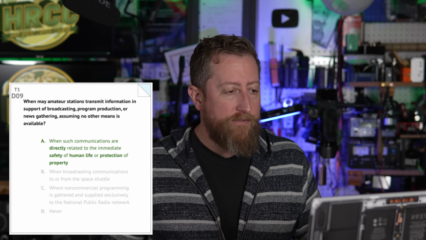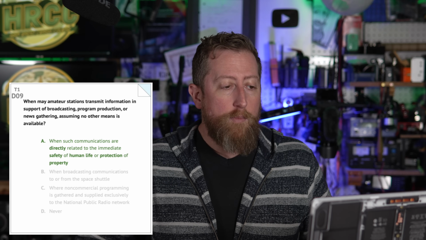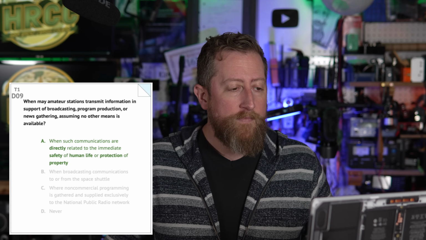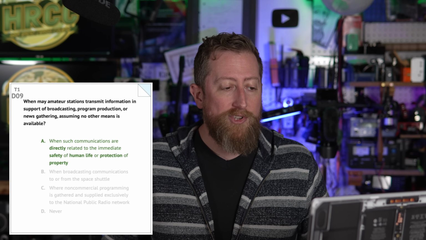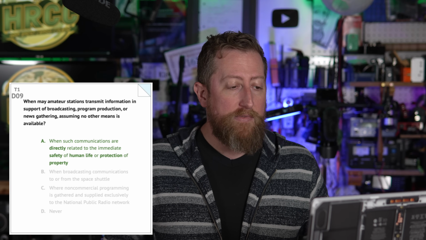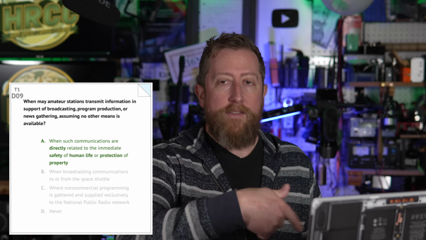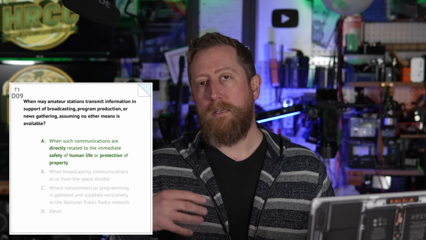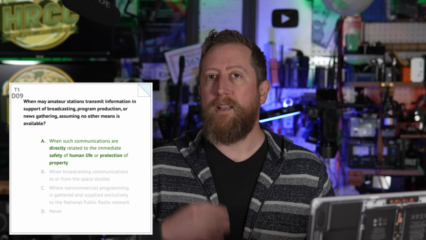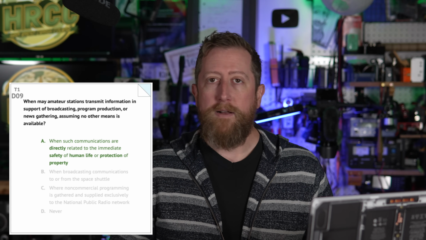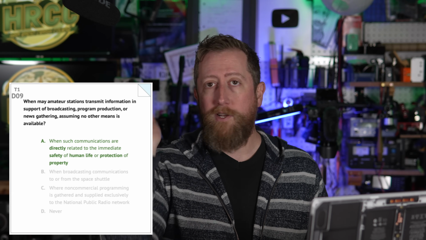That's how that works. Delta 09, when may amateur stations transmit information in support of broadcasting, program production, or news gathering, assuming no other means is available? And that is A, when such communications are directly related to the immediate safety of human life or protection of property. We will see something like this in the future, but amateur radio is one of those great emergency communication tools when there is a degradation in our standard communication lines, like cell phones, or maybe the grid's down, and so a lot of telephone systems won't work. Amateur radio, you guys, we can step right in and say, hey, we're just going to go over the air. That's fine.